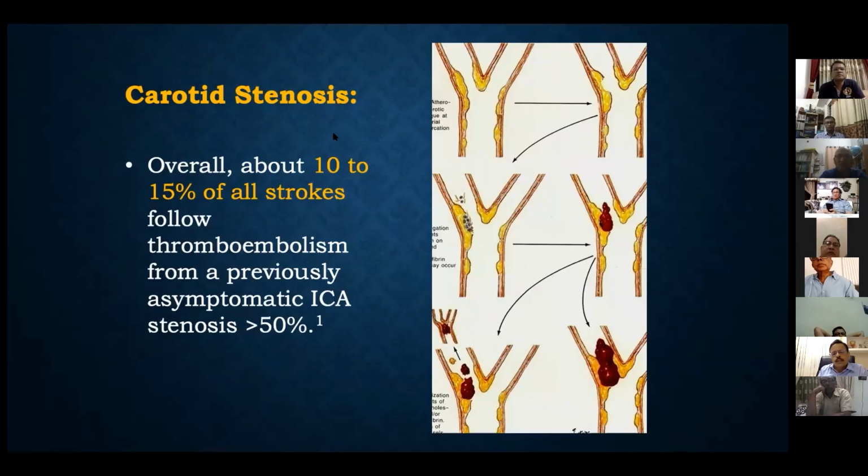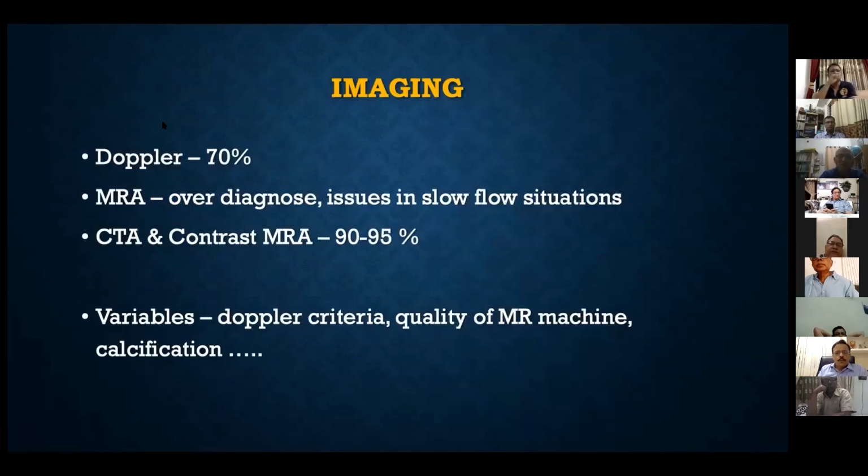So what about the imaging, vascular imaging here? Doppler is decent, around 70%, but is very operator dependent. MRI can easily overdiagnose if you're doing it without contrast, particularly in slow flow situations. It can give rise to a lot of artifacts. CT and contrast enhanced MRI are pretty good to detect carotid artery stenosis, around 90 to 95% accuracy.